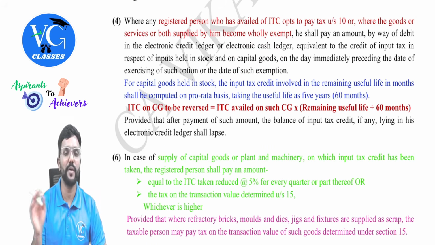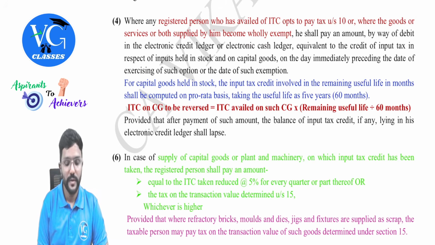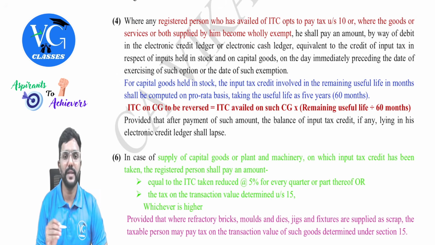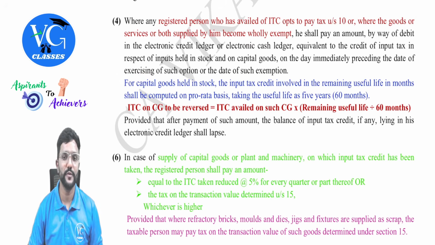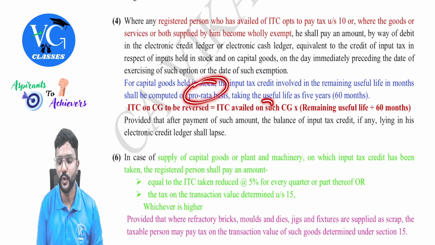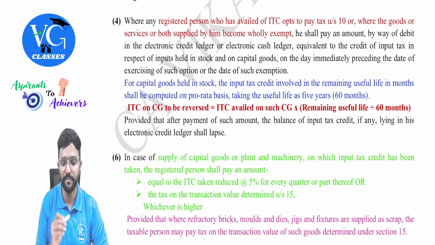Okay, whatever credit you already claimed, you need to reverse it on the stock. With respect to capital goods held in the stock, the input tax credit involved in remaining useful life in months shall be computed on pro rata basis, taking the total useful life as what? 5 years, which is equivalent to 60 months. So how much credit I need to reverse means simple.